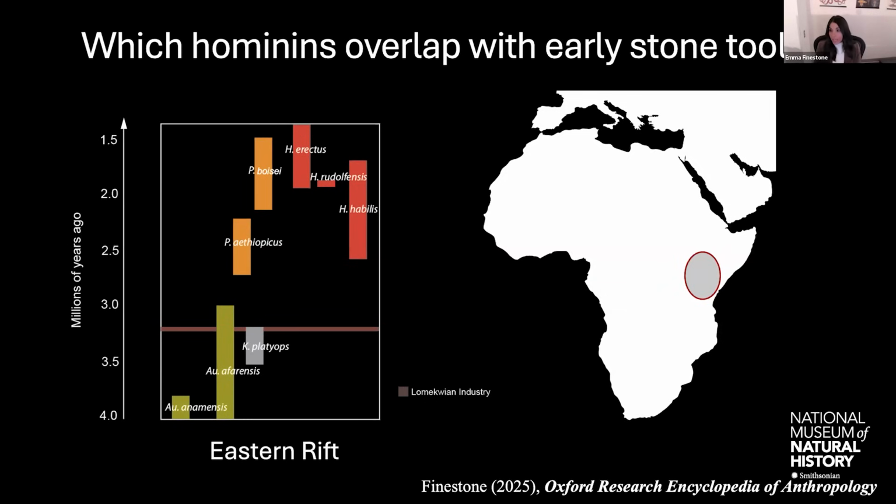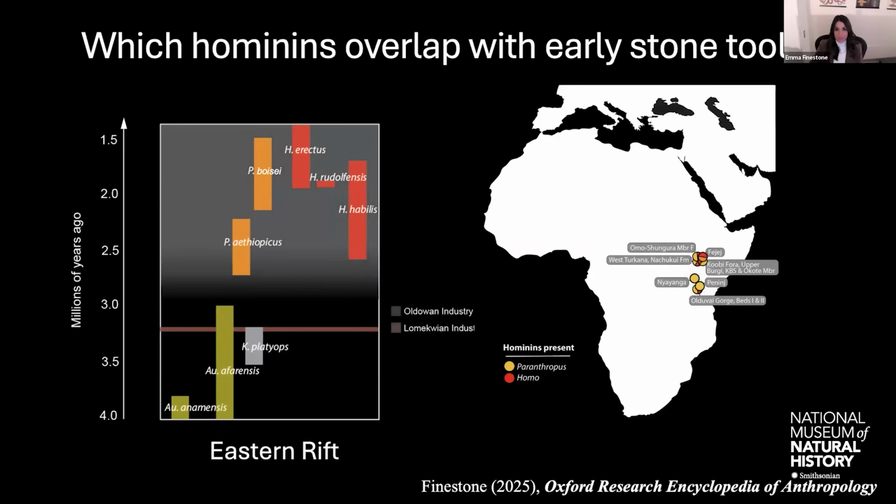Australopithecus afarensis is a candidate for the Lomekwian tools, as it's widely dispersed across Eastern Africa during this time period. But Kenyanthropus platyops is exclusively known from West Turkana and has been found at the same locality as the Lomekwian tools from Lomekwi 3. So it's possible that either of these could have been the makers of the Lomekwian.